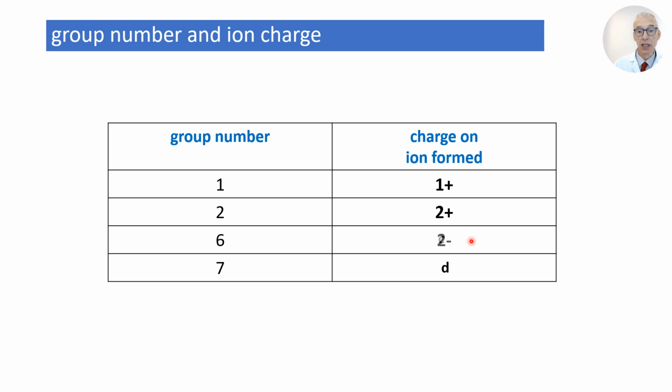Group 6, 6 electrons in the outer shell, gains 2 electrons to form an ion, a stable ion with a noble gas structure, 2- ions in all cases if they're in group 6. Group 7, 7 in their outer shell need to gain 1 electron to achieve a noble gas arrangement, a stable electron arrangement, so all group 7 form 1- ions.